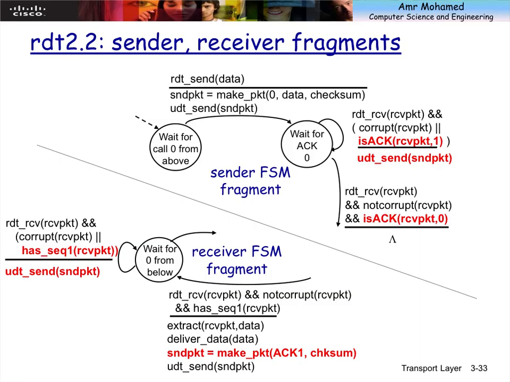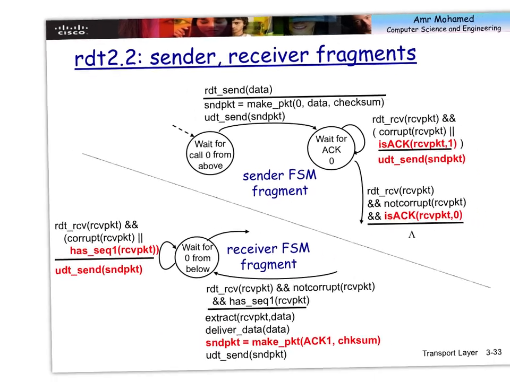But let's see this case. I'm receiving the segment coming from here. What's this state? It's wait for 0 from below, wait for 1 from below. I received the packet and it's 1, right? And it's not corrupt. So in that case, extract the data and send acknowledgement 1. So this is the case.